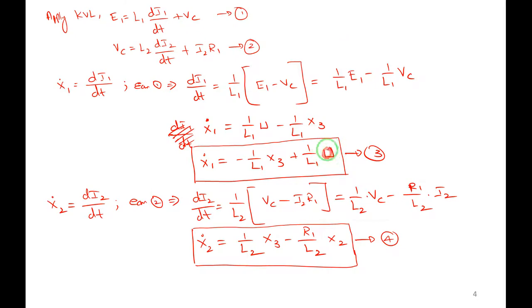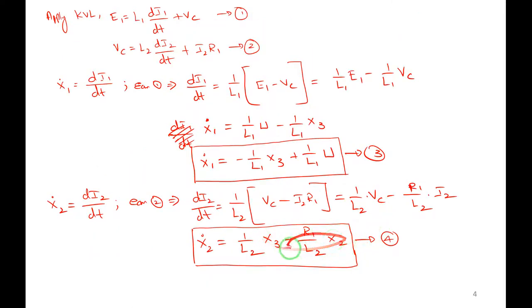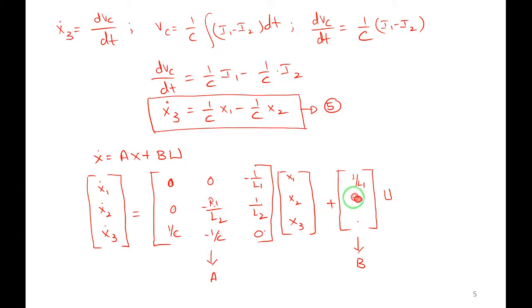Yes, coefficient of U is 1 by L1. So 1 by L1. Next, come to the next equation. Is there any coefficient of U itself? It is not there, so it is 0. Last equation, equation 5, U itself is not there, so it is 0.